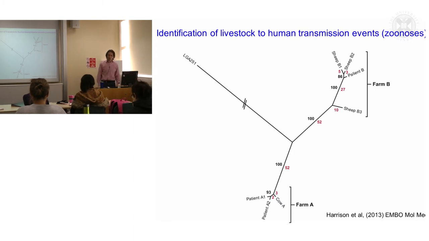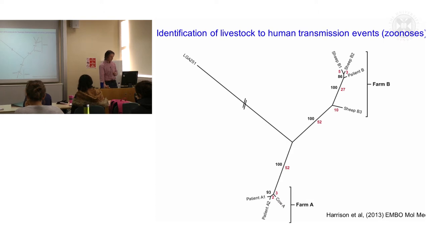This is getting back to your question about the direction of the host jump. It's actually very difficult in many cases to definitively identify the source of transmission of a particular infection. So this was a farm, or two different farms in Cambridgeshire, where they went in and they sampled the animals on these farms, because there had been cases of human skin infections associated with these different farms. So they were able to do whole genome sequencing of the livestock and human strains in order to identify the relatedness of those strains. So you can see two different clusters here.